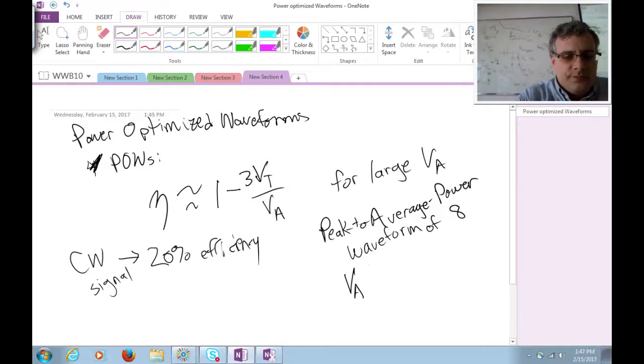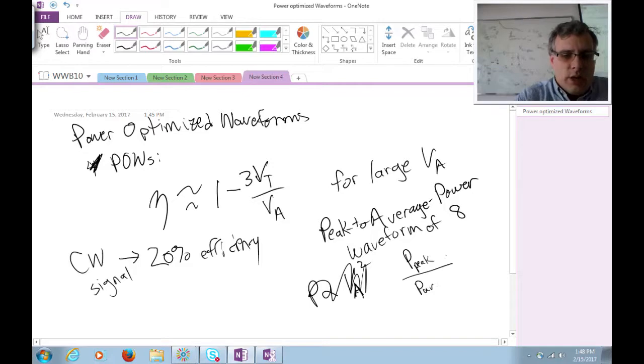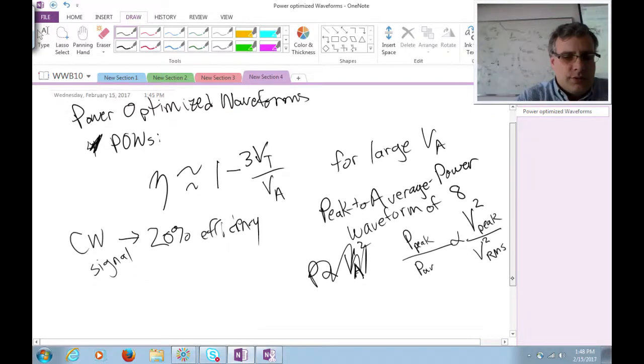Now keep in mind, power is generally proportional to V squared. It's not dimensionally correct, so we have to say proportionality, but power is proportional to voltage squared. It's not an amplitude. So the peak to average power, defined as your peak power divided by your average power, should be proportional to the square of your peak voltage divided by the square of your RMS average voltage.